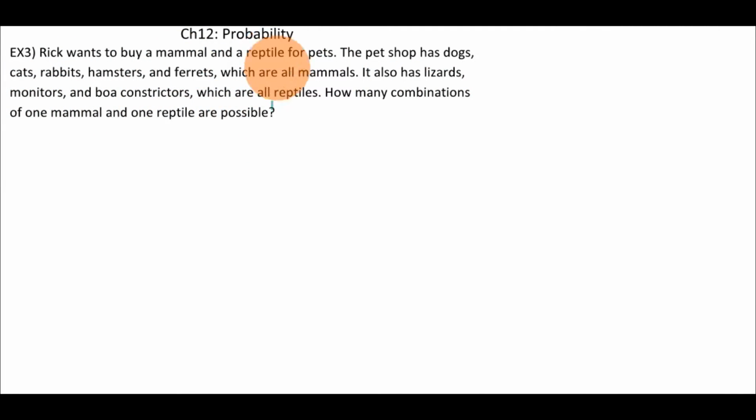Let's go ahead and highlight key information. I'm going to highlight dogs, cats, rabbits, hamsters, and ferrets. I'm going to highlight them all the same color because they're mammals. Now let's go ahead and highlight lizards, monitors, and boa constrictors. I'm highlighting them a different color because they're all reptiles. Now we're asked how many combinations of one mammal and one reptile are possible. I'm going to highlight that word reptile again. I'm going to highlight that word mammal in blue again because those are our mammals.